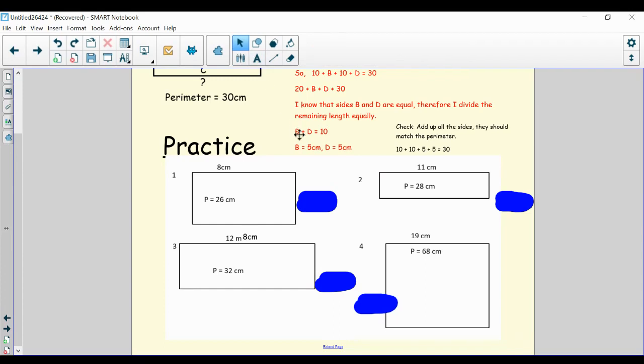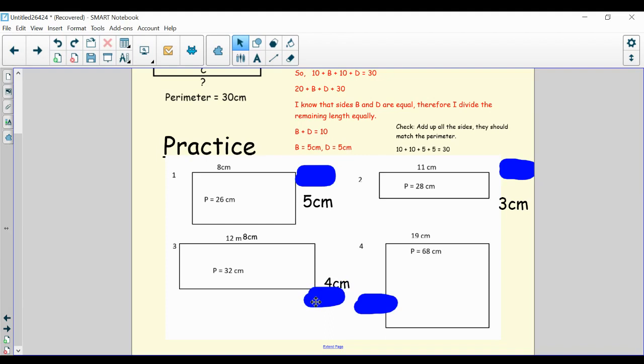If you attempted these 4, the answer for question 1, 5 centimeters is this side. Question 2 over here, short side is 3 centimeters. For question 3, this side is 4 centimeters. And for question 4, this side is 15 centimeters.